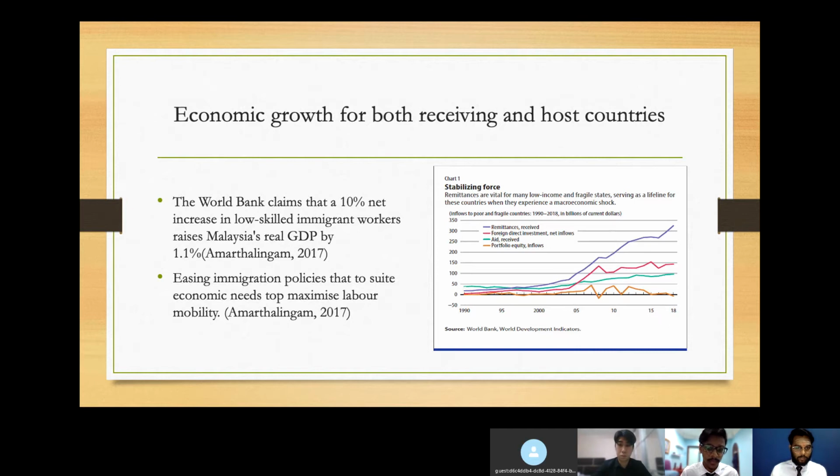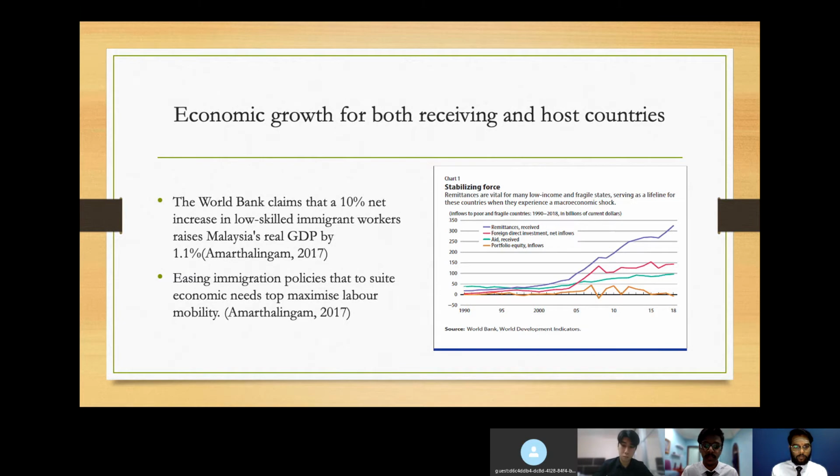But that does not mean that Malaysia or other receiving countries do not absorb the economic benefits. According to the World Bank, easing restrictions on labor migration can boost workers' welfare, deepen regional economic integration, and meet our economic needs. If Malaysia can address the economic needs by revising the current levy system and deepening coordination with sending countries, the World Bank estimates that a 10% net increase in low-skilled immigrant workers will raise Malaysia's real GDP by 1.1%. Therefore, both host and developing countries can benefit from labor migration.